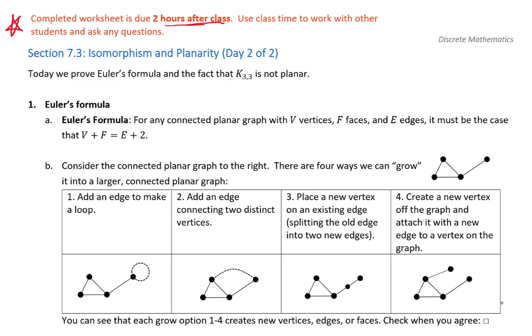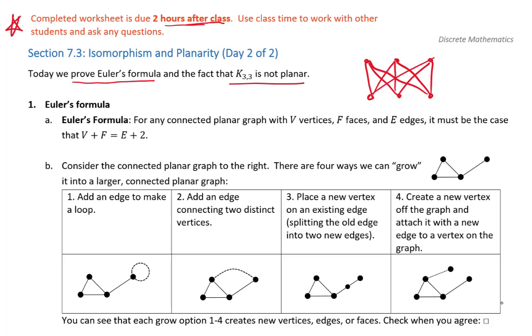Two big ideas in the worksheet. We're going to prove Euler's formula and the fact that K33 is not planar. Recall K33, that was also called the utilities graph, and it looks like this. It's a complete bipartite graph. The idea is that no matter how you move the vertices around, no matter how you bend the edges, so long as you don't disconnect anything, there's no way that you can draw this without edges crossing. This is not a planar graph.